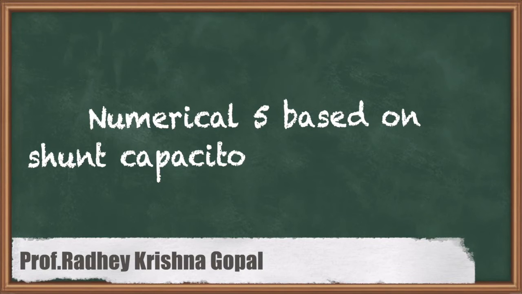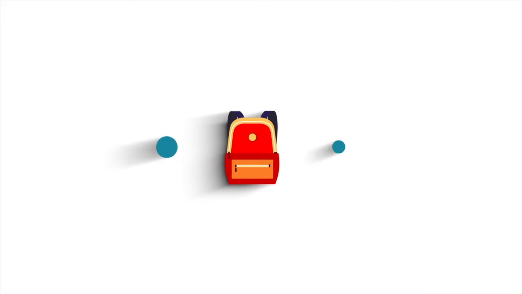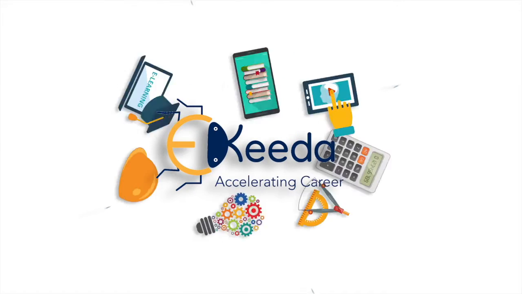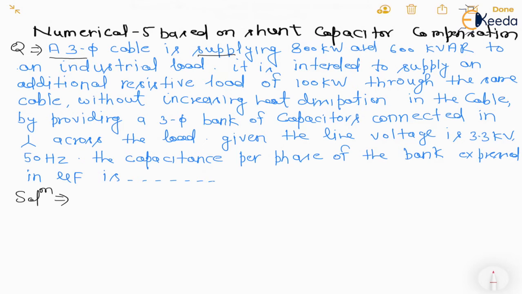Hello friends, now we are going to solve numerical number 5 based on shunt capacitor compensation. The given question is: a three-phase cable is supplying 800 kilowatt and 600 kVAr to an industrial load.